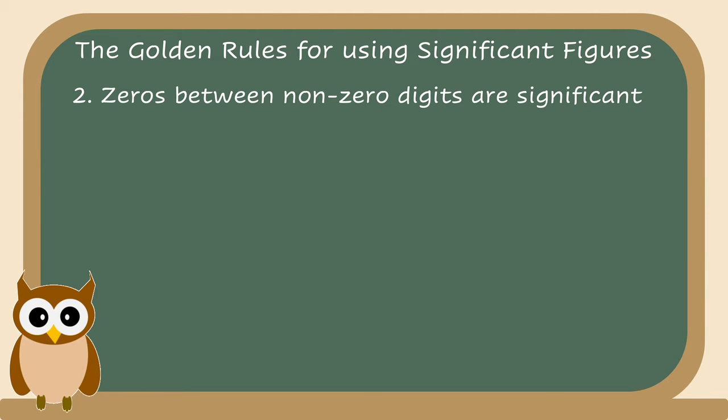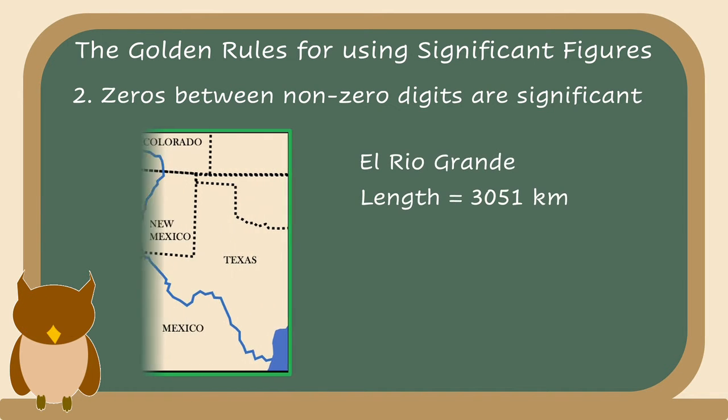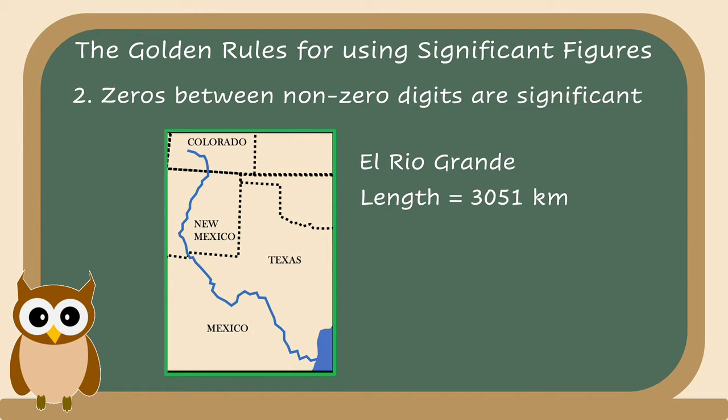Rule number 2, zeros between non-zero digits are significant. For example, the Rio Grande River that borders the US and Mexico runs 3,051 kilometers. This also has four significant figures as the zero is between non-zero digits.